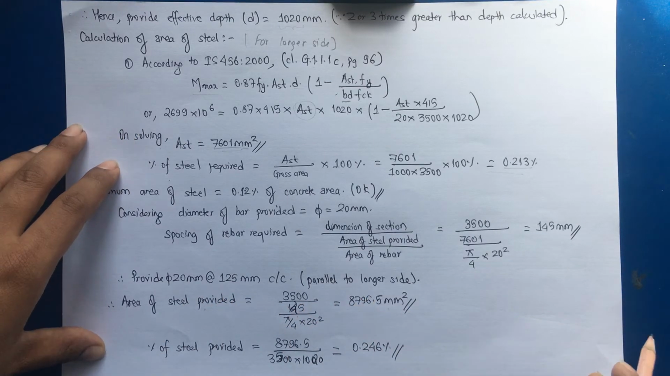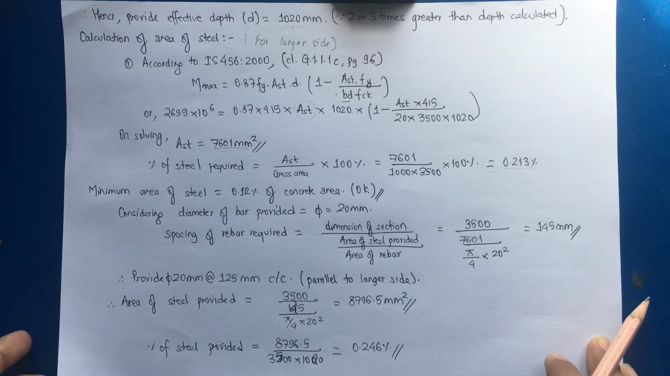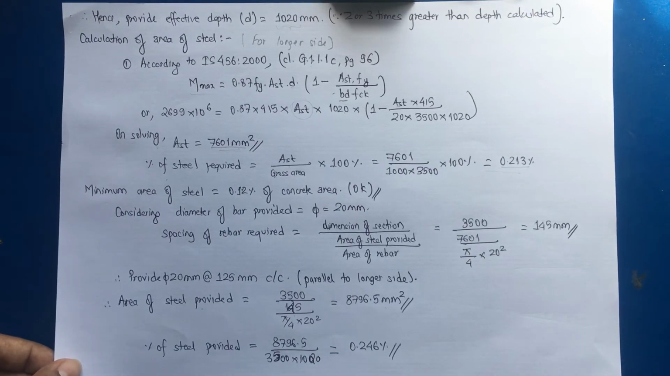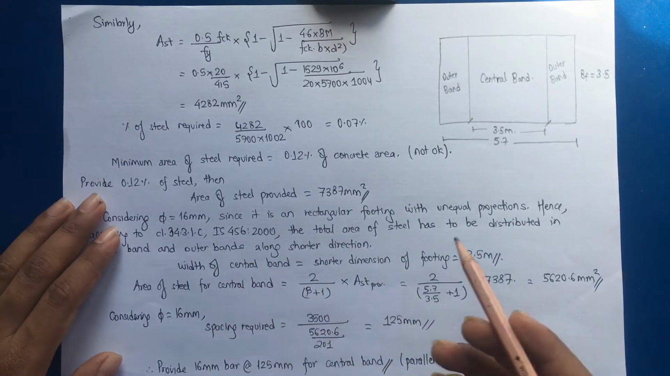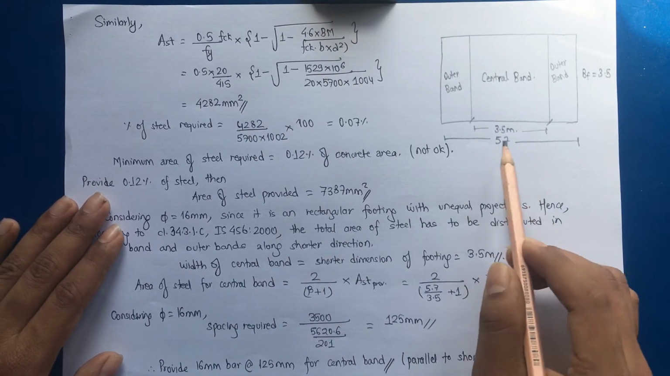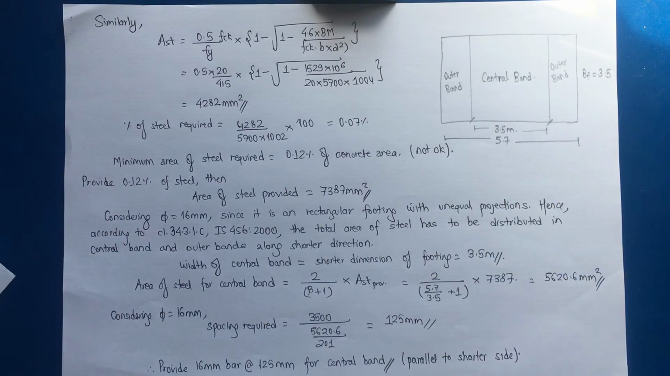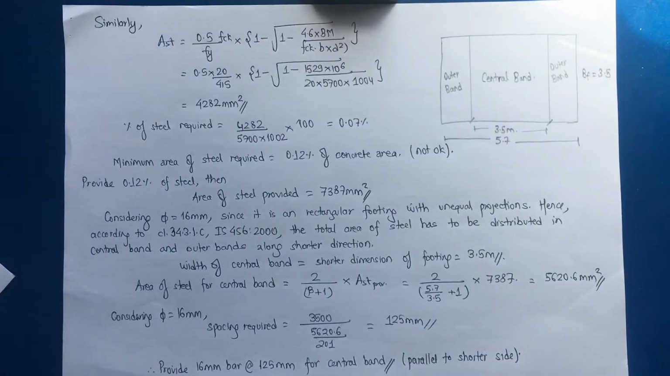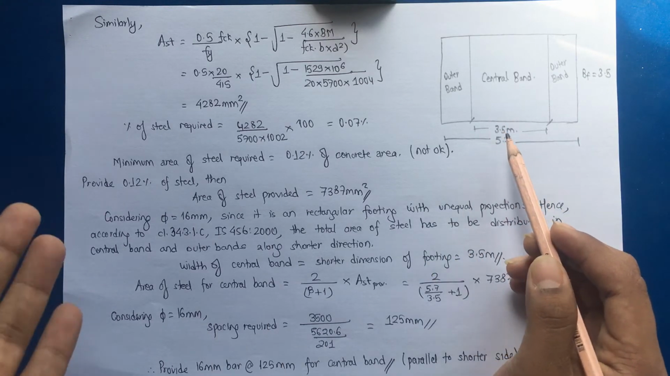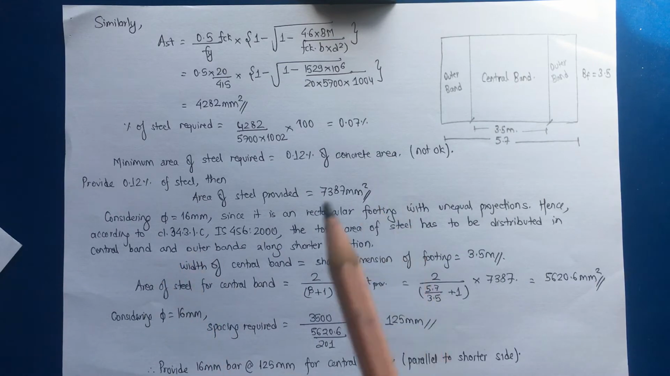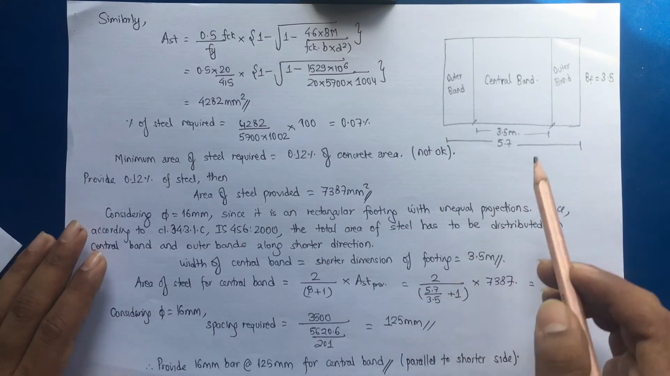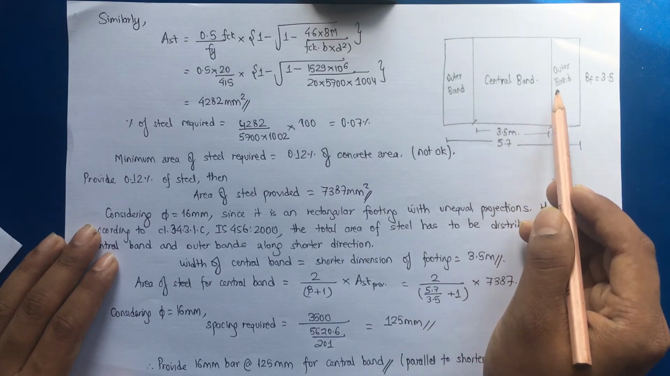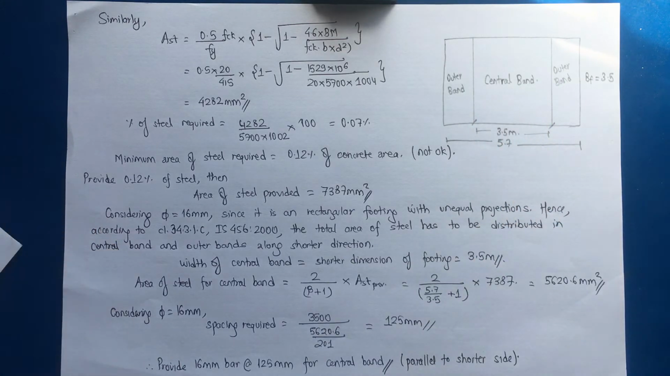So 0.246. Now let us calculate the area of steel for the shorter side. For calculating the area of steel for the shorter side, we have to consider the bending moment of that side. So we have 1529 kilonewton meter. But one thing that we get a little bit different here is that as we have unequal projection, the area of steel has to be provided in a different pattern. So here you can see outer band, central band, and outer band along the longer side, and basically that is from the code. Okay, before that let me calculate the area of steel required.